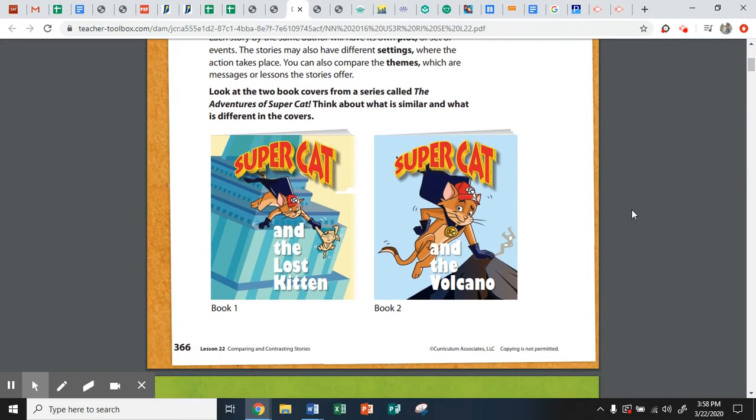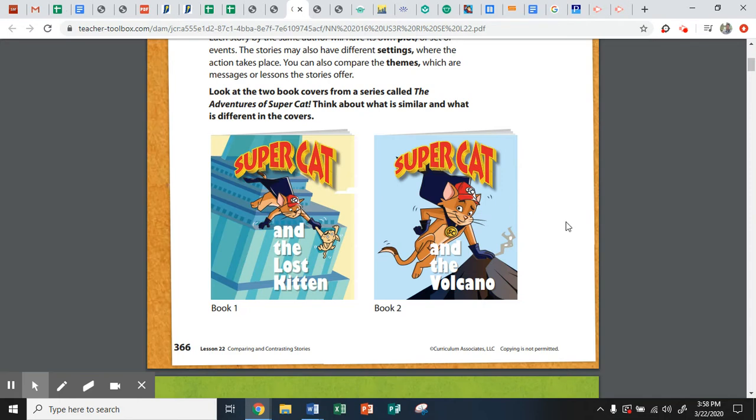So, like I said, we're going to look at these two book covers. We're not actually reading the stories, but we know illustrations say a lot about a story even before we read the story. So if I refer to book one, I'm going to be talking about this book on the left. This would be book one, and this would be book two.